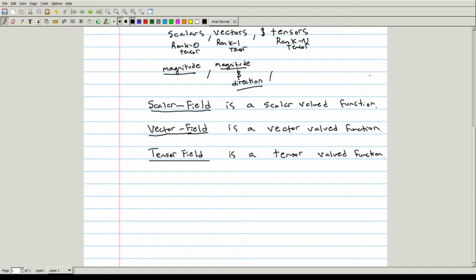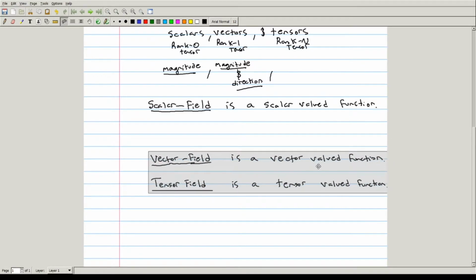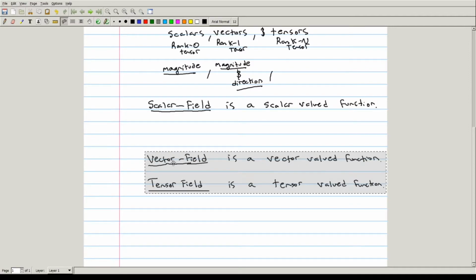So the idea here is that these are all of the basic ways that we can describe things in physics and basic engineering. Now, like I said, we're not going to be focusing too much on tensors or higher order tensors. We'll just be focusing on scalars and vectors for the first half of this course. But the idea is that, for examples of a scalar field, you could talk about the temperature field.